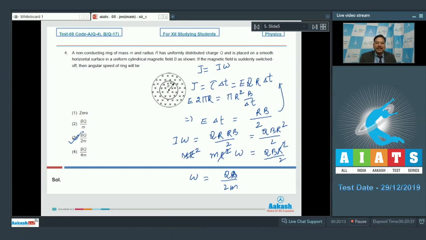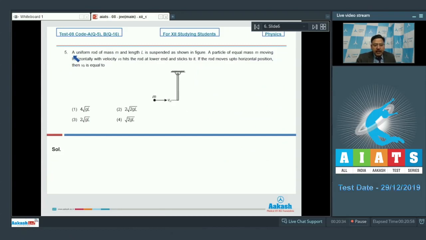Let's go on to the next question now. Question 5 says, a uniform rod of mass m and length L is suspended as shown in figure. A particle of equal mass m moving horizontally with velocity v0 hits the rod at lower end and sticks to it. If the rod moves up to horizontal position, then v0 is equal to, well, in terms of concepts involved, there is this collision happening, and in this particular collision the angular momentum about the hinge will be conserved, and after that whatever is the mechanical energy of the rod, that mechanical energy after the collision will be conserved.